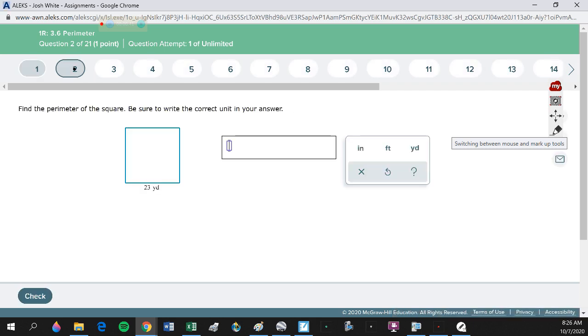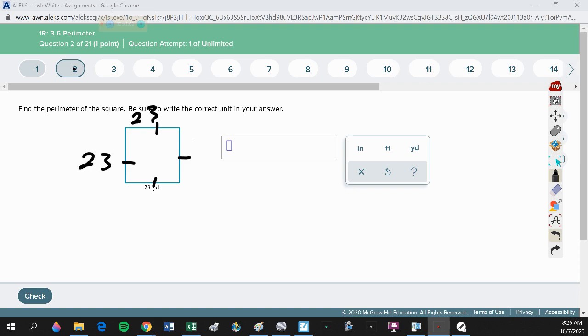So for the second problem, we're only given one length. How do we find the perimeter? It's a square, and because it's a square, we know all four sides are the same. So each one is 23. So you could either add 23 up 4 times, or if you're lazy like me, you just do 4 times 23. And then you need to attach yards to it.